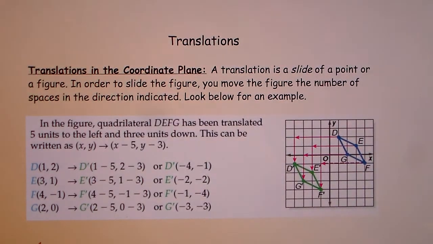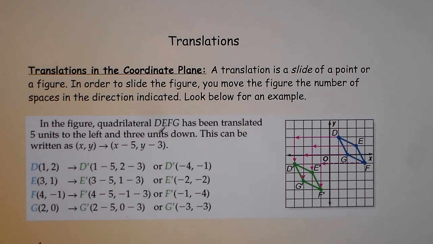Alright, so translations. Translations in a coordinate plane. A translation is a slide of a point or a set of points or a figure. In order to slide the figure, you move the figure the number of spaces in the direction it's indicated, just like we were doing before. Look below for an example.